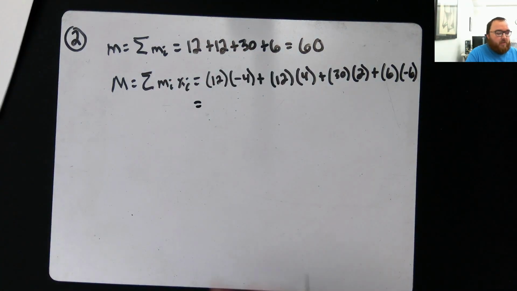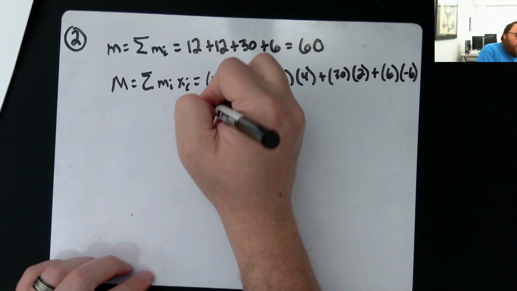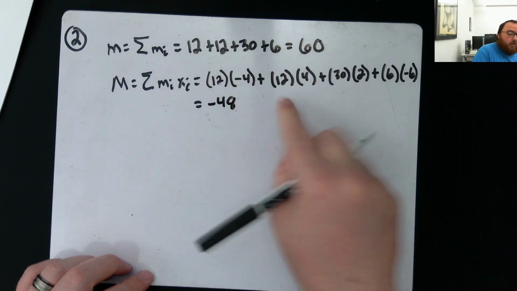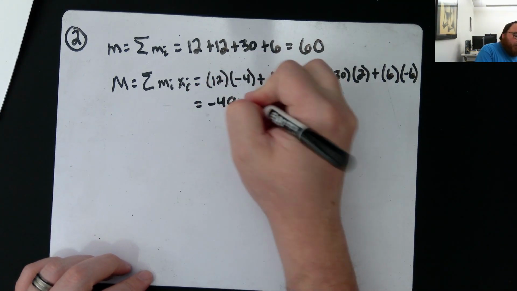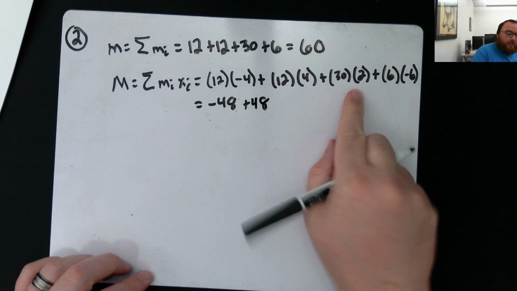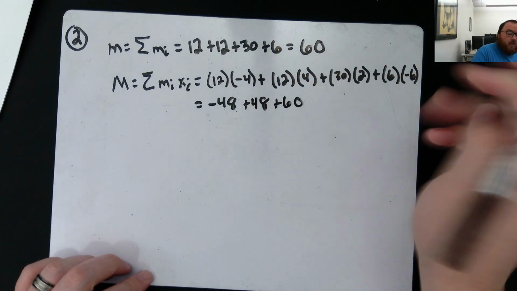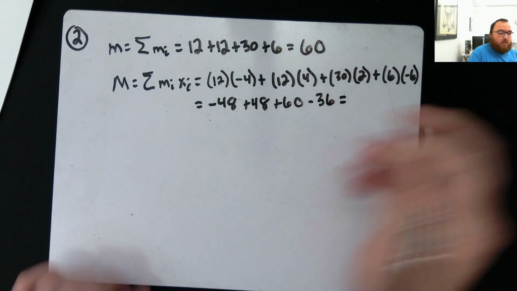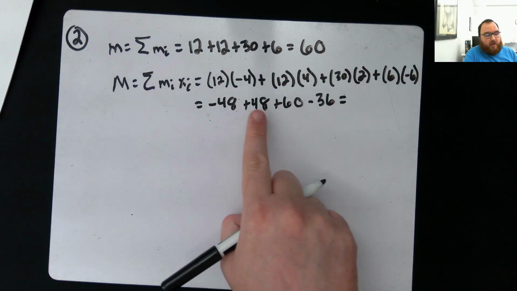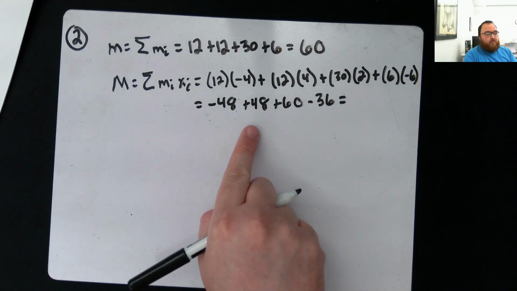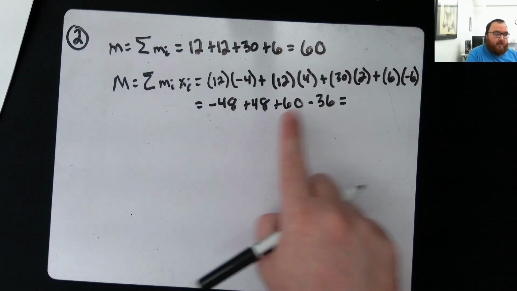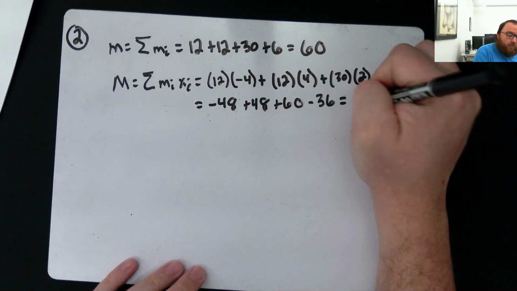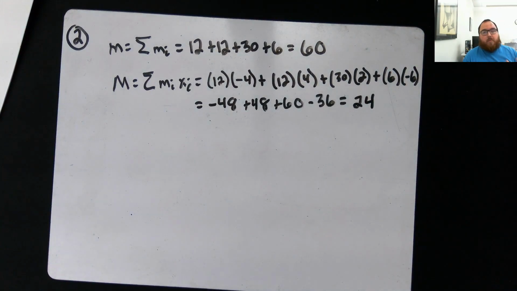So let's work that out. 12 times -4 is -48. 12 times 4 is +48. 30 times 2 is 60. 6 times -6 is -36. -48 and 48 cancel out, so that's good. 60 minus 36 is going to be 24. So the moment is 24.